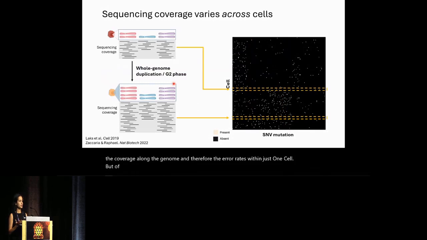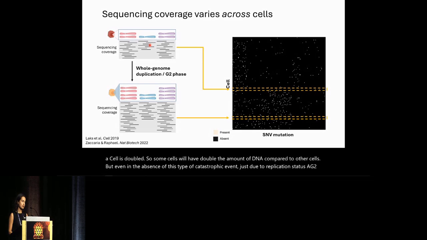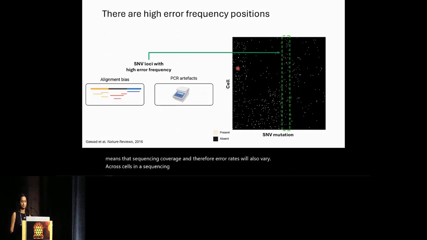But of course, in a sequencing experiment, we have several cells, and the sequencing coverage also varies across these cells. Another type of genetic alteration that occurs in cancer is whole genome duplications, whereby the entire genome of a cell is doubled. So some cells will have double the amount of DNA compared to other cells. But even in the absence of this type of catastrophic event, just due to replication status, a G2 cell will have double the amount of DNA compared to the corresponding G1 cell. And this means that sequencing coverage and therefore error rates will also vary across cells in a sequencing experiment.